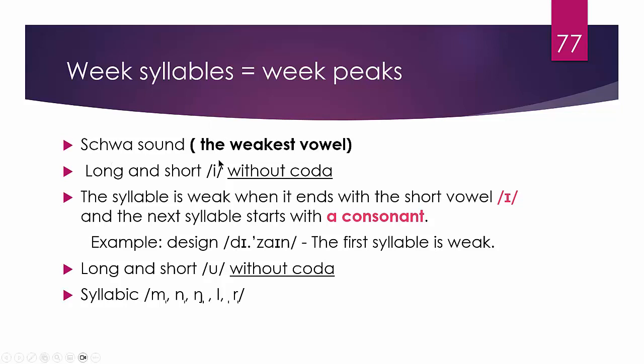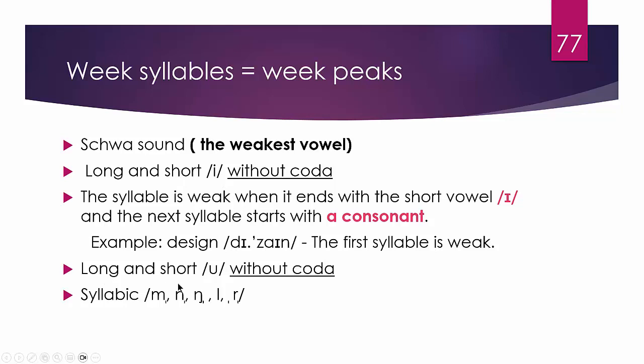We have the schwa sound, long and short e without coda. The syllable is weak when it ends with the short e sound and the next syllable starts with a consonant. Like here, design. So here, we put the stress on the second syllable, design, because the first is a weak syllable. So in general, long and short e is weak.